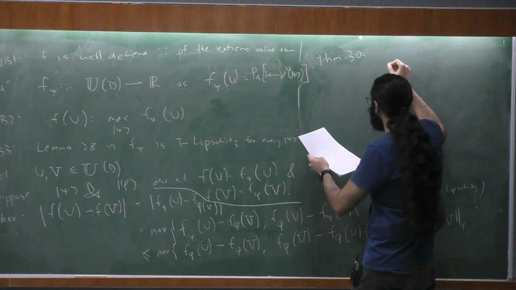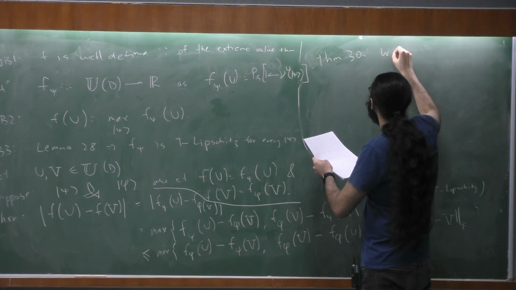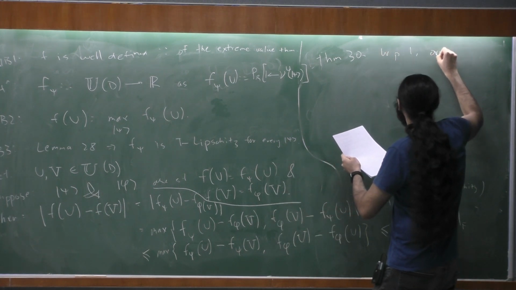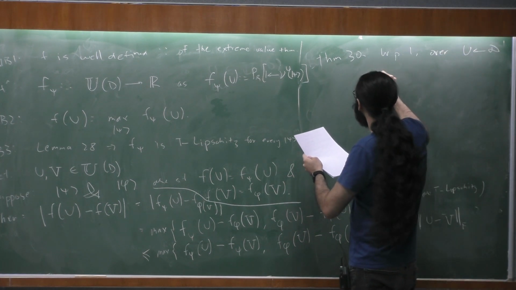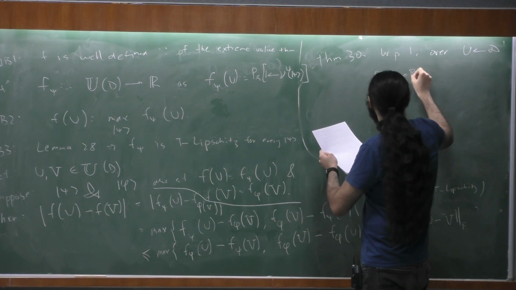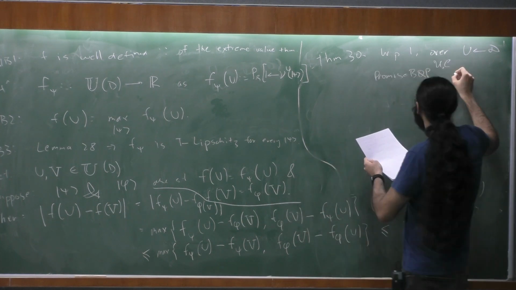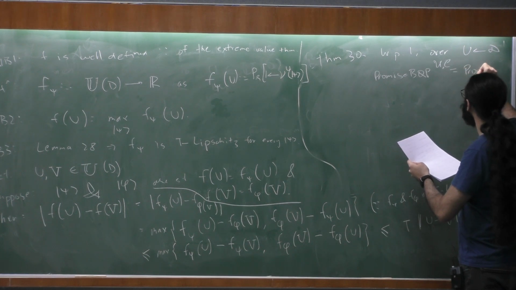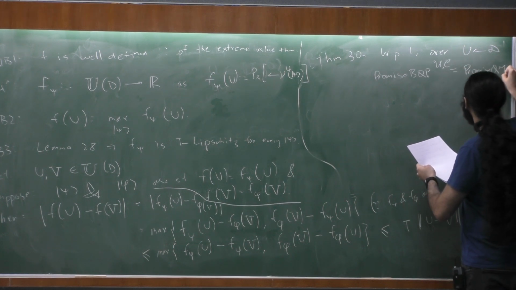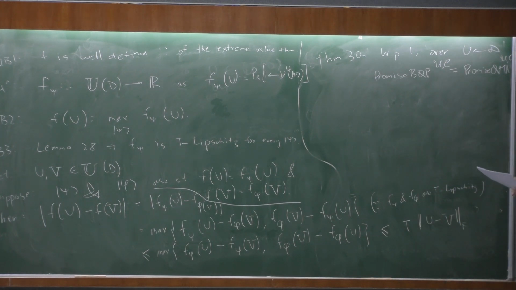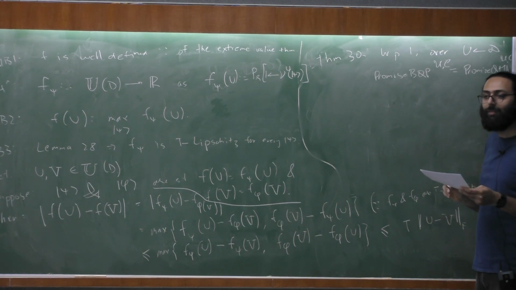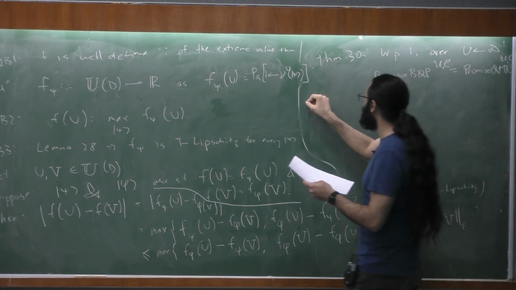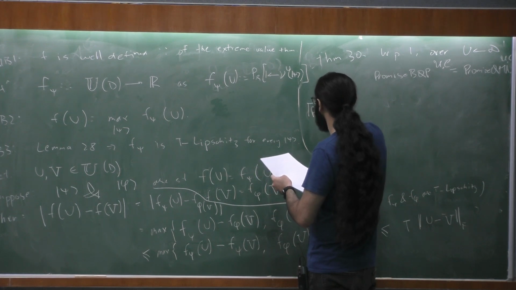Theorem 30 says: with probability 1 over U sampled from D, promise BQP with oracle access to UNC is the same as promise QMA with oracle access to UNC, right? If this is obvious to you at this point, that would be very remarkable, but let's look at how the proof goes.